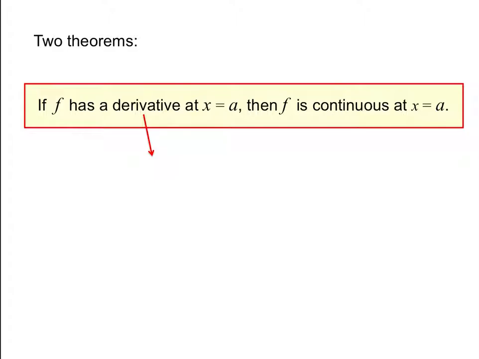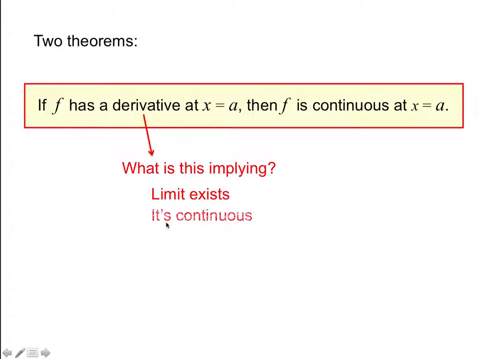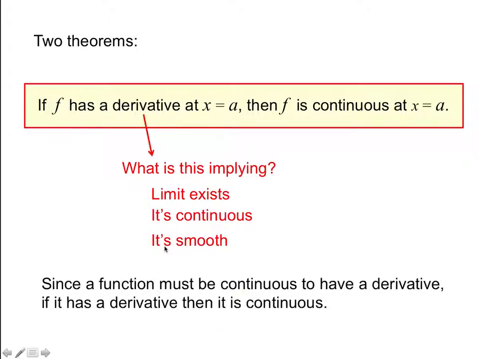So if we can calculate a numeric derivative, then we know we have continuity. We know we have a continuous function. So that's kind of what we're implying here by this theorem. So implying that we can calculate a derivative means the limit exists, it's continuous, it's smooth. That was our definition of derivative. And so we can see then we've met the continuity requirement.